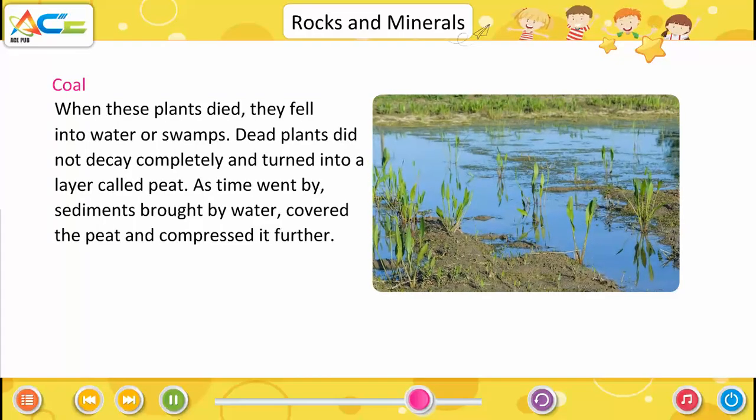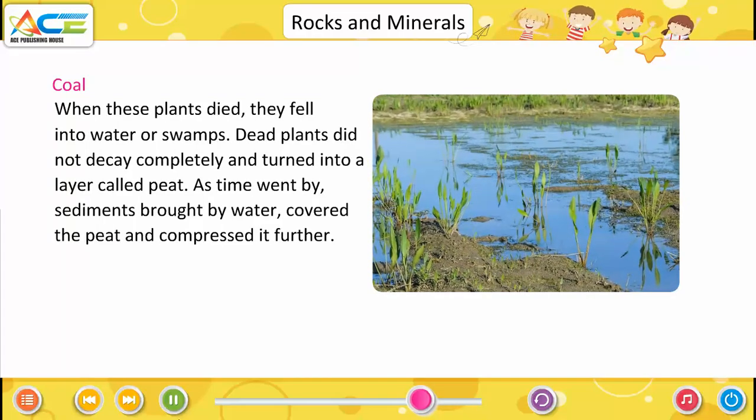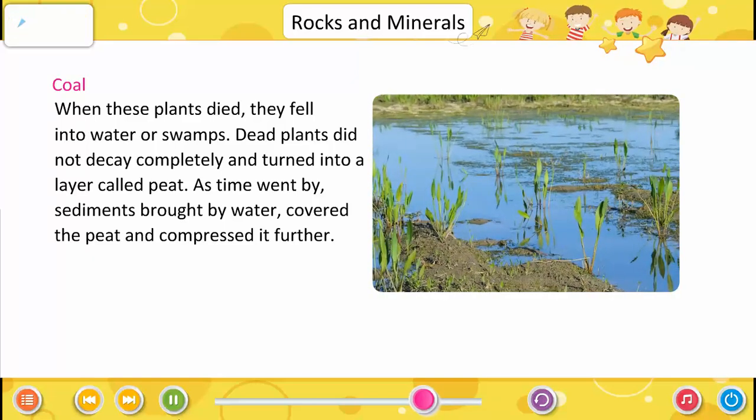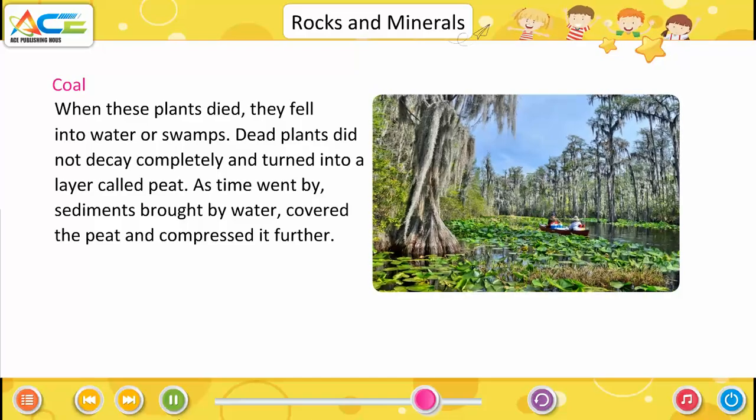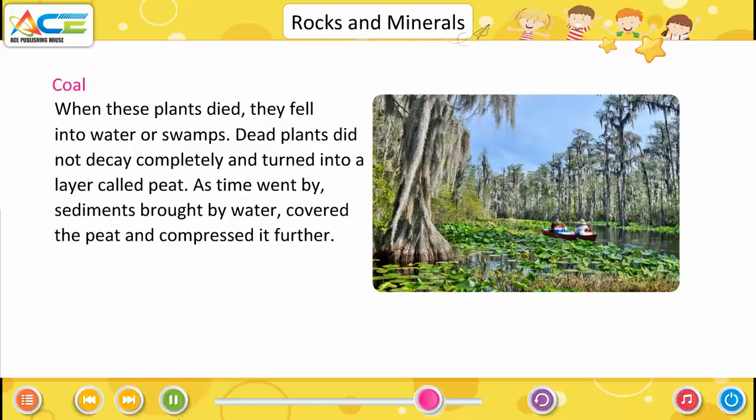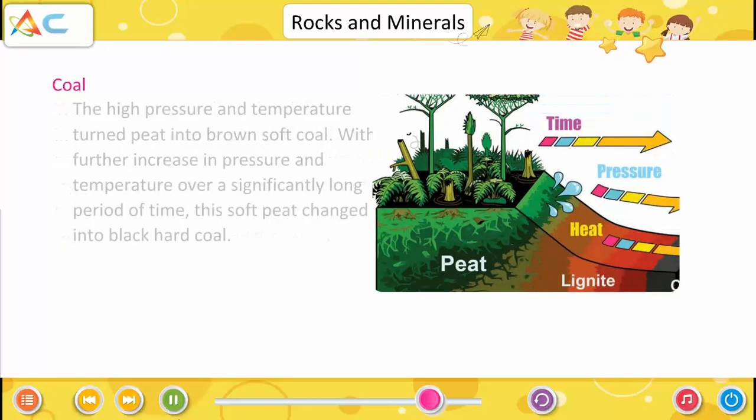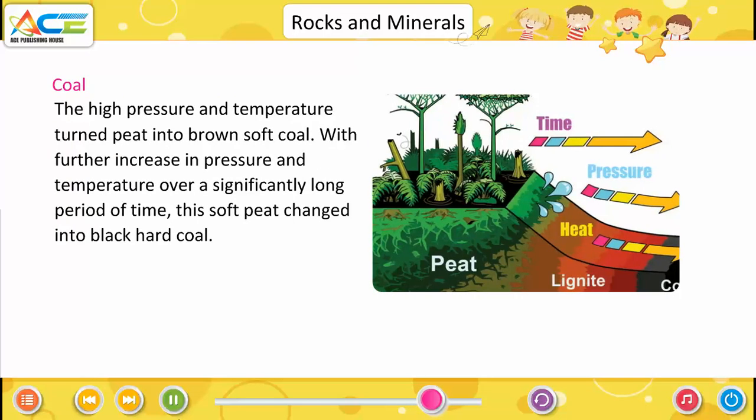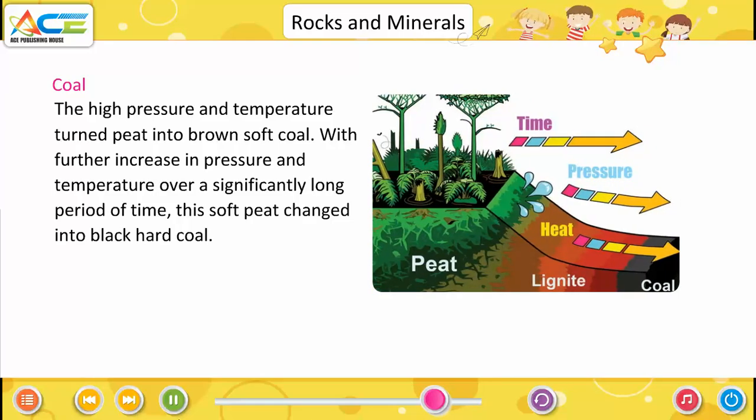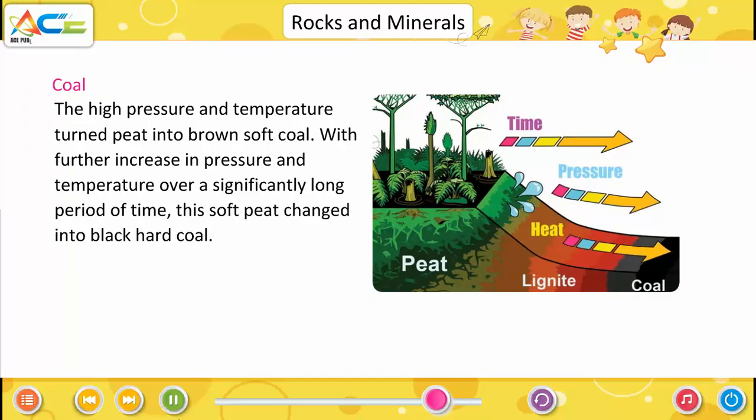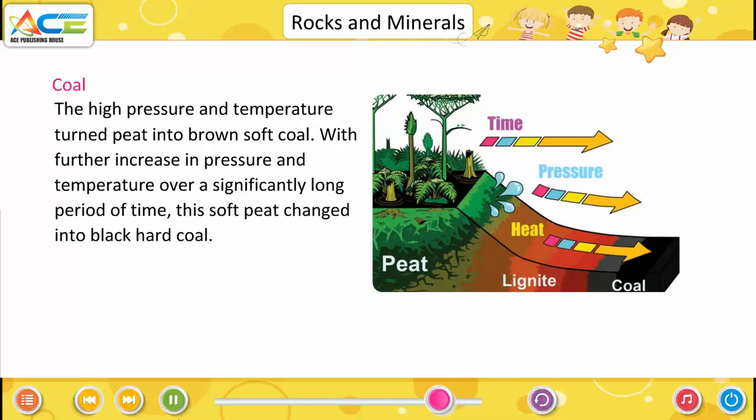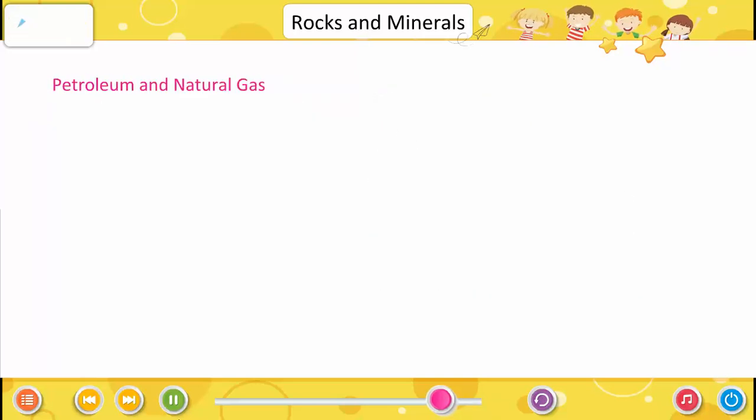When these plants died, they fell into water or swamps. Dead plants did not decay completely and turned into a layer called peat. As time went by, sediments brought by water covered the peat and compressed it further. The high pressure and temperature turned peat into brown soft coal. With further increase in pressure and temperature, over a significantly long period of time, this soft peat changed into black hard coal.